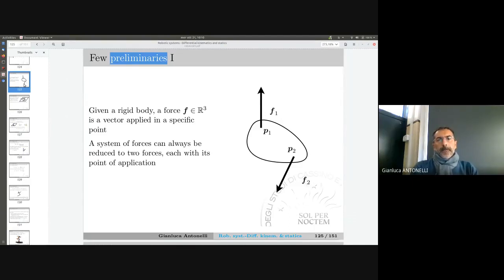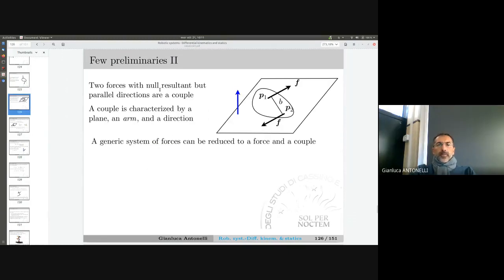Okay, so if we have a rigid body, a force is a vector applied in a point. Okay, when I discuss force, the concept of a vector applied in a point is always embedded. And if I have a system of forces, I can always reduce that to two forces, each with its own point of application. Okay.